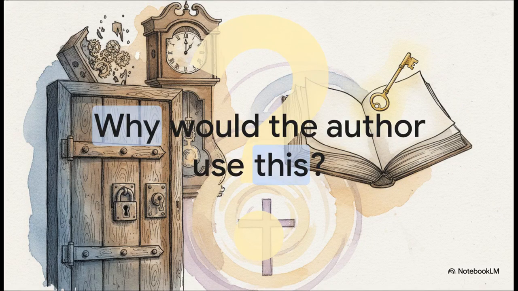The absolute crucial point here is remembering to ask this golden question. Why would the author use this? Seriously, whenever you spot a pattern or a weird detail, like why did they spend a whole paragraph on a broken clock? Why check the lock 3 times? Authors don't waste words. Asking why is your master key to unlocking the hidden depth of the whole story.